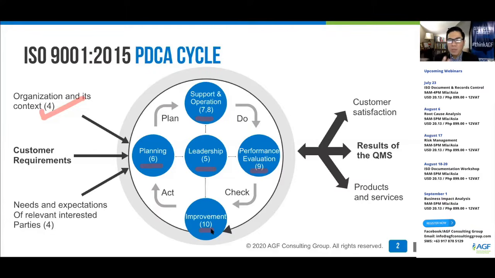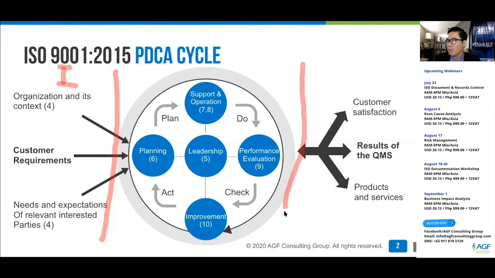You may also analyze it like this. Let me explain it further before we dive into corrective action reporting. In this model, this PDCA cycle, the one here on your left is actually your input. So these are all the inputs. This is where you start.